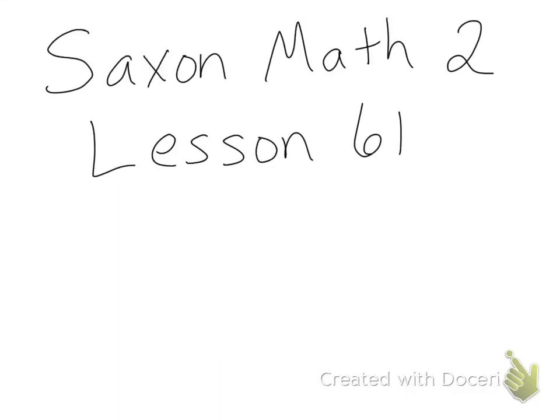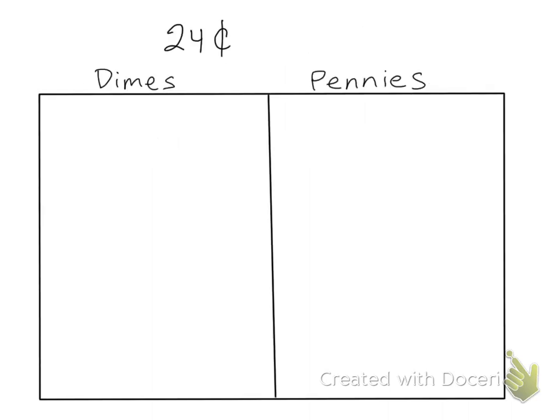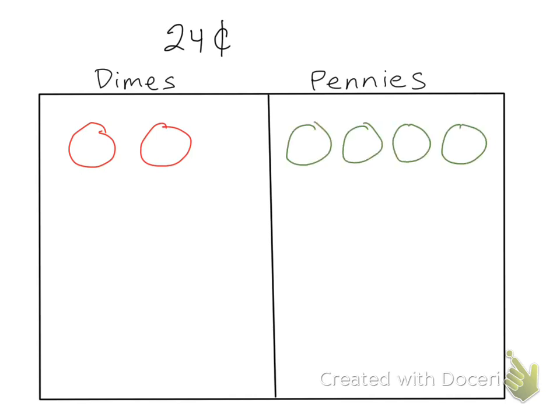Hello everyone. Today's lesson is lesson 61, adding two-digit numbers with regrouping using dimes and pennies, part 1. So here I have 24 cents. How would I show that with the fewest dimes and pennies? I would do that by having 2 dimes and 4 pennies. I'm just going to use colored circles in this lesson.